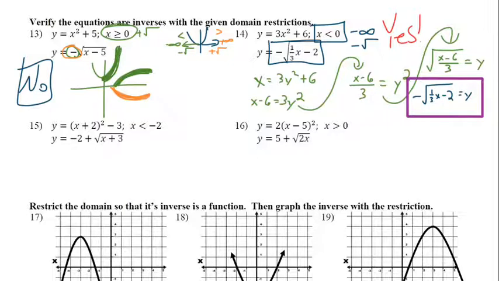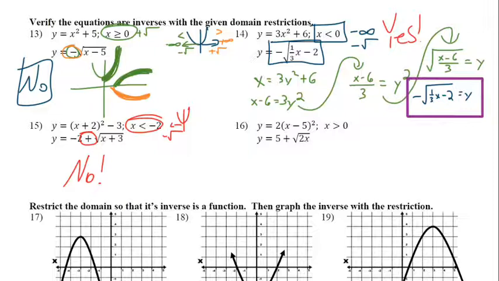Oh, actually, I want you to try it. Go ahead and try 15, 16. Pause it and try it. All right, we're back. They want x is less than negative 2, so therefore they want the negative infinity side. So you need a negative root. Well, they gave us a positive root, so therefore you can already tell right now this one's no. Okay, number 16. Pause it and try it if you haven't done that yet.